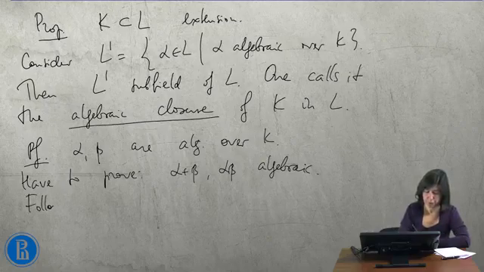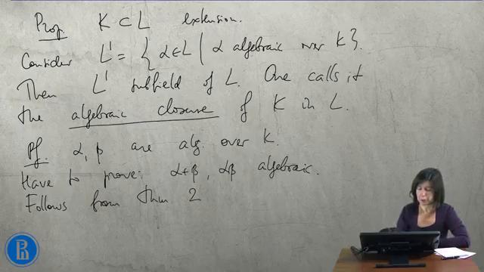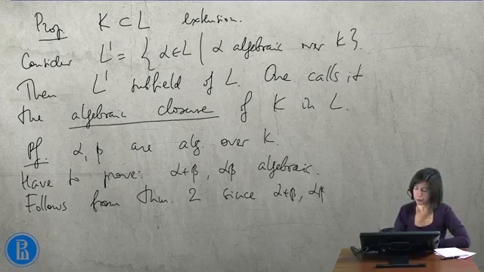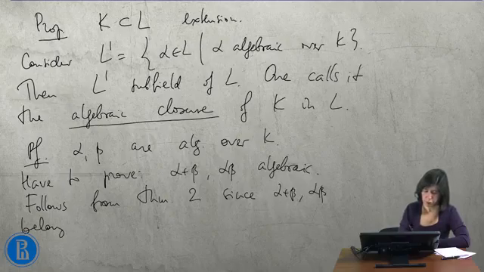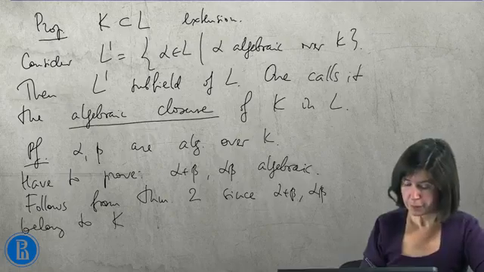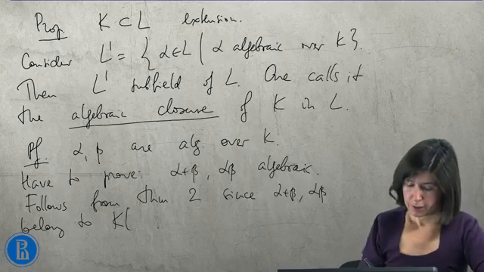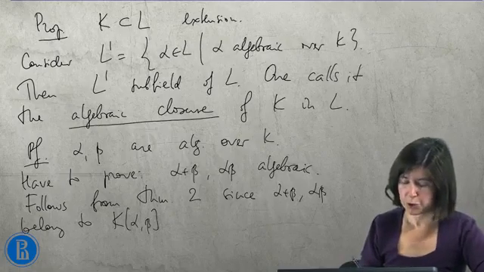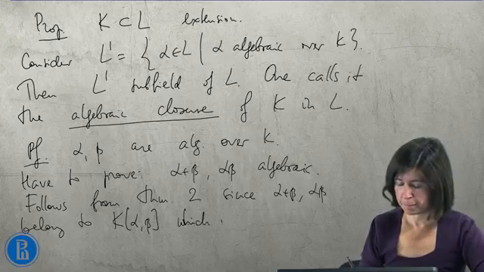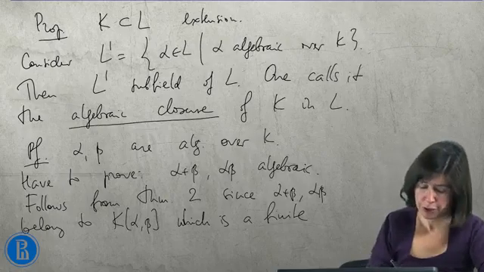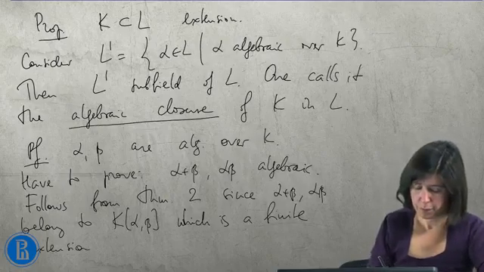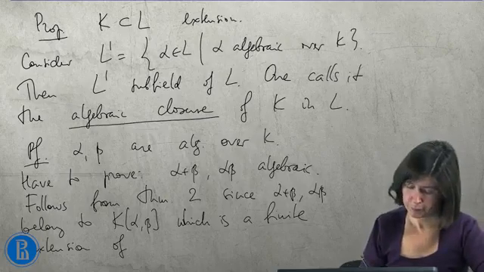But this is trivial. It follows from theorem 2, since alpha plus beta and alpha beta belong to K adjoined alpha and beta, which is a finite extension of K by theorem 2.